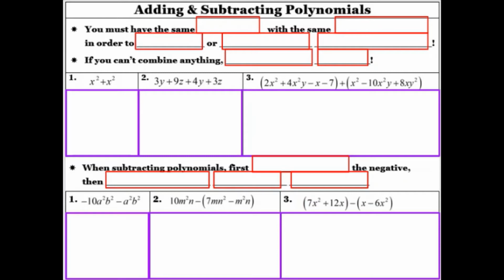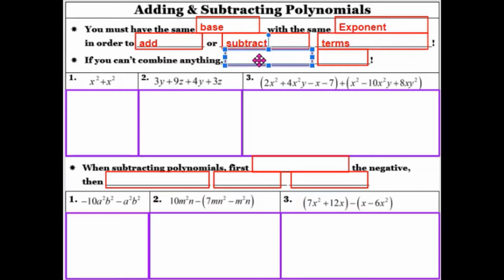Today's lesson is on adding and subtracting polynomials. In order to add or subtract terms, you have to have the same base with the same exponent. So, for example, x squared and x squared. That's the same base. They're both x's and they're both squared. So they're both x squareds, so I can add those terms.